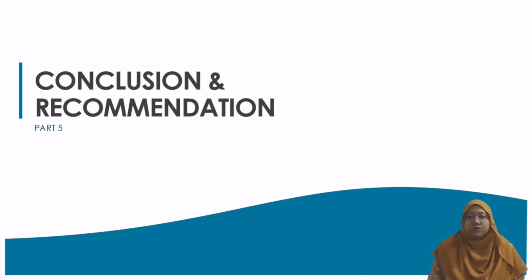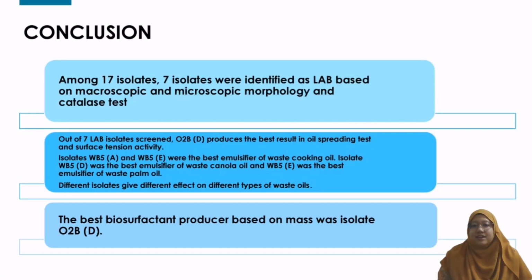Part 5. Conclusion and Recommendation. It can be concluded that among 17 isolates, 7 isolates were identified as LAB based on macroscopic, microscopic, morphology, and catalase tests. Moreover, out of 7 isolates screened, O2BD produced the best result in oil spreading tests and surface tension tests. Isolates WB5A and WB5E were the best emulsifiers of waste cooking oil. Isolate WB5B was the best emulsifier for waste canola oil, and WB5E was the best emulsifier of waste palm oil.